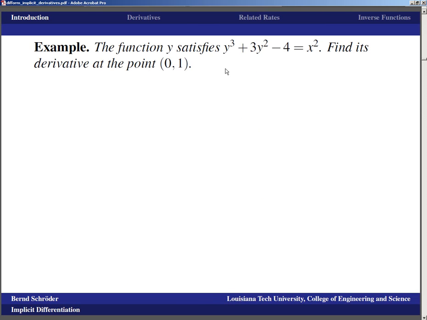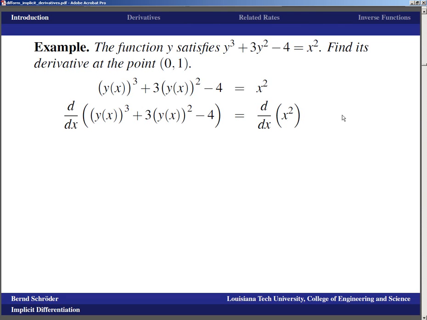So let's look at the function y that satisfies y cubed plus 3y squared minus 4 equals x squared, and we want to find its derivative at the point 0, 1. Okay, so first step, we just replace the y's with y of x's so that we remind ourselves that y really is a function. And then we take derivatives on both sides, and I just stuck d dx's in front of both sides here. Now we take the derivative. We know the derivative of y cubed is 3y squared, and here's the crucial thing. We've got to make sure that when we take derivatives of stuff that depends on y, that we also multiply with y prime, because this is a chain rule.